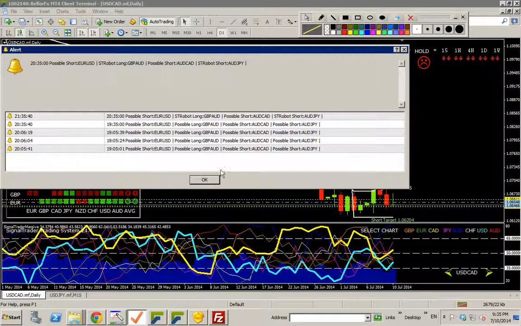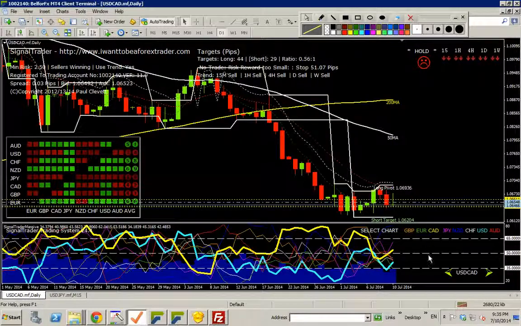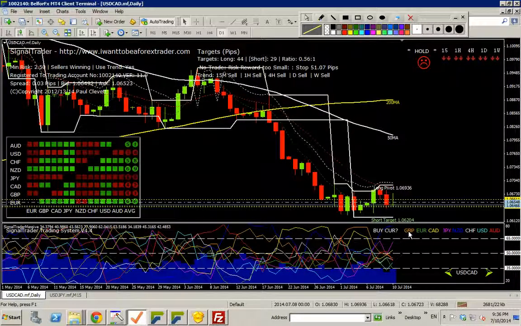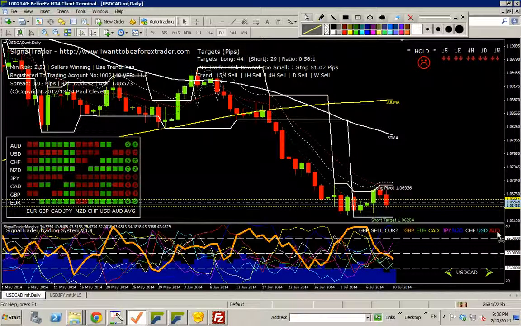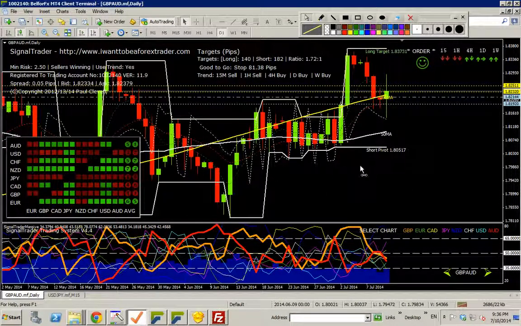In fact, let's have a look. This is actually the robot. So the robot's told me it's going to go long on sterling Aussie. And for the rest, where it says possible, it says have a look at them. If you want to take them, that's cool. But I'm going long on sterling Aussie. Let's go and have a look at sterling Aussie. This was a trade yesterday that didn't go well because there was a big whipsaw on it. So Strobot's taking a trade on sterling Aussie. It just slipped over there, so yeah, that makes sense.